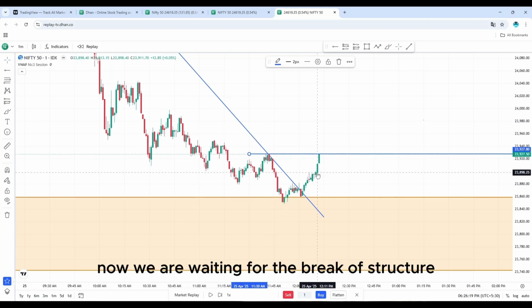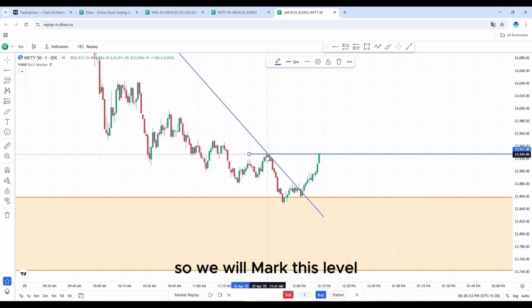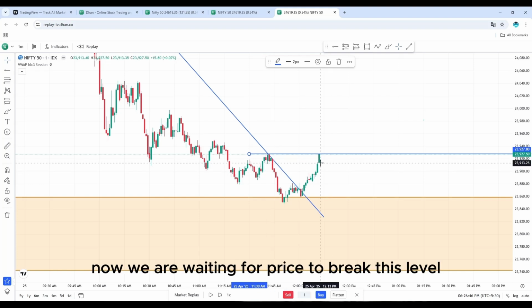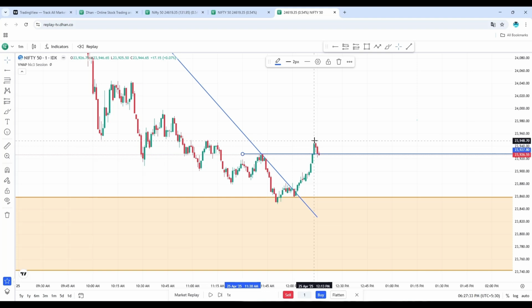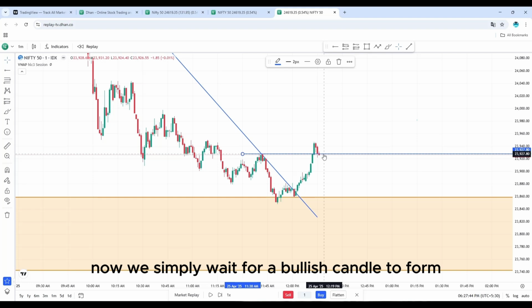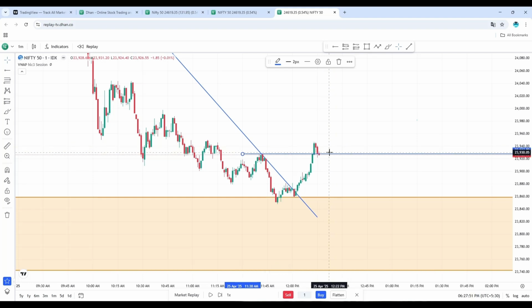Now we are waiting for the break of structure for the confirmation. So we will mark this level. Now we are waiting for price to break this level, come back and retest this level with a strong price action candle. You can see the market broke this level, came back, and now it is retesting this level. Now we simply wait for a bullish candle to form on this level so we can enter the trade.